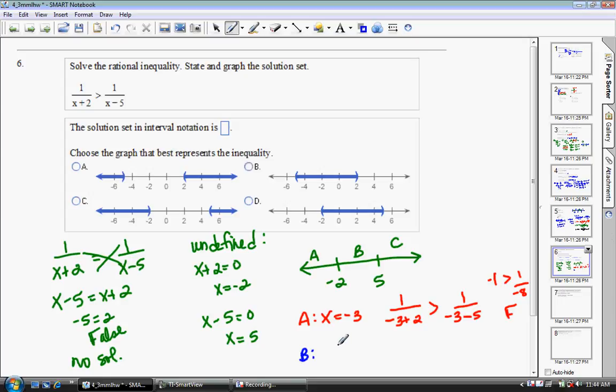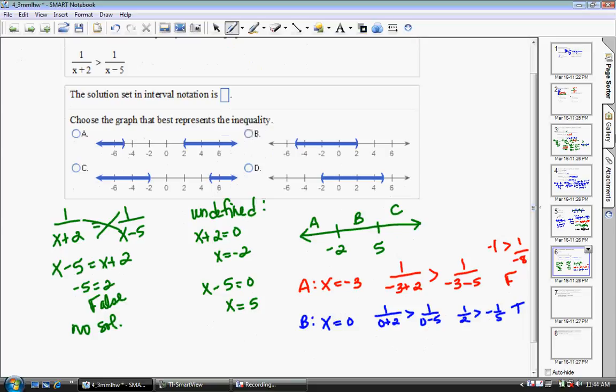The number out of region B is 0. So we're saying is 1 over 0 plus 2 greater than 1 over 0 minus 5. So this is 1/2. Is that greater than negative 1/5? Yes, that is true.